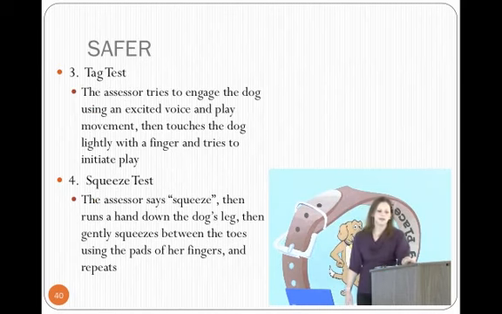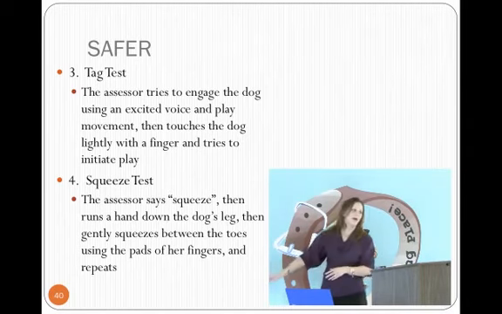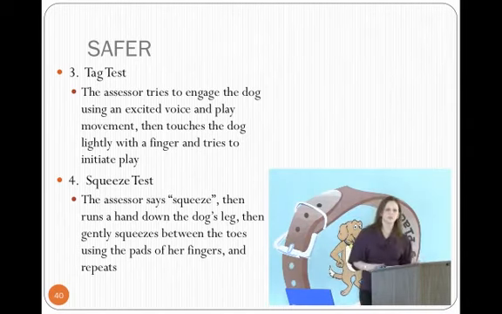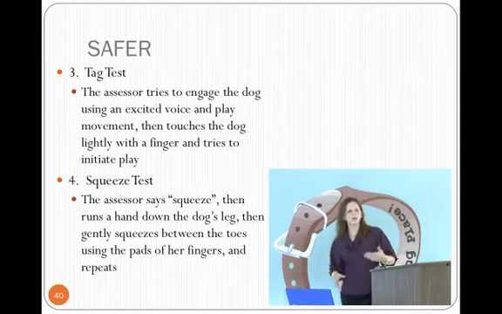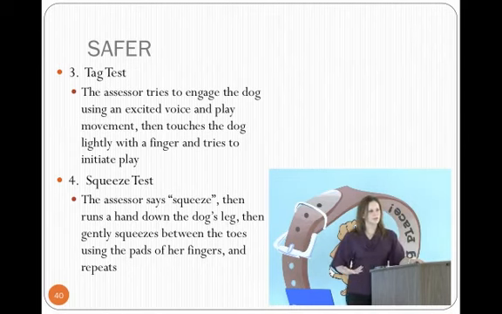Then we go into the tag test. This is looking at play and arousal level, and so we actually try to engage the dog in play. And she's very particular about the excited voice and the play movement, and then you touch the dog with your finger and go pow, and try to get the dog to interact with you as you're running away. And again, leash contact and how loose and tight your leash are and things like that are very specific in the protocol for this.